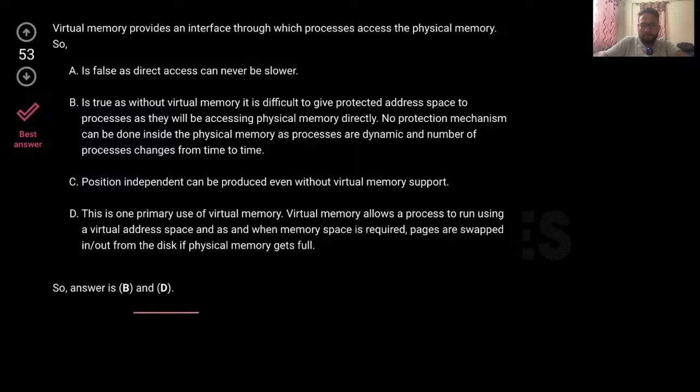So for option C, let's see what is written. Position independent code can be produced even without virtual memory support. Yeah, that's a very nice line. If you want to produce relocatable code, you do not need to use virtual memory. Just a logical memory can do, right? Okay, it is true. B and D are true. So I hope you understood this.